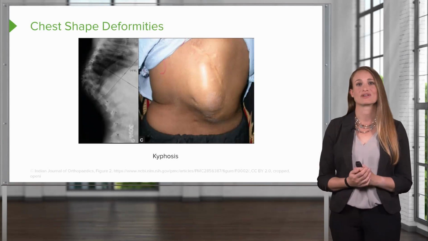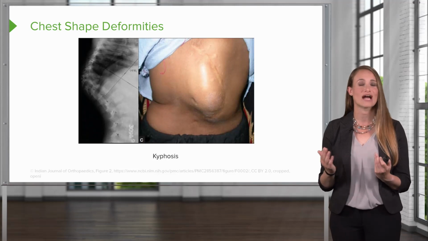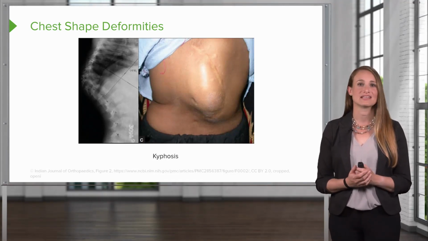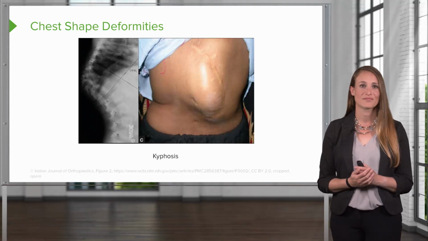Kyphosis is a spinal disorder in which an excessive outward curve of the spine results in an abnormal rounding of the upper back. It can occur at any age, but this is commonly seen in adolescents. The altered shape of the spine can affect the heart and the lungs' ability to function properly.